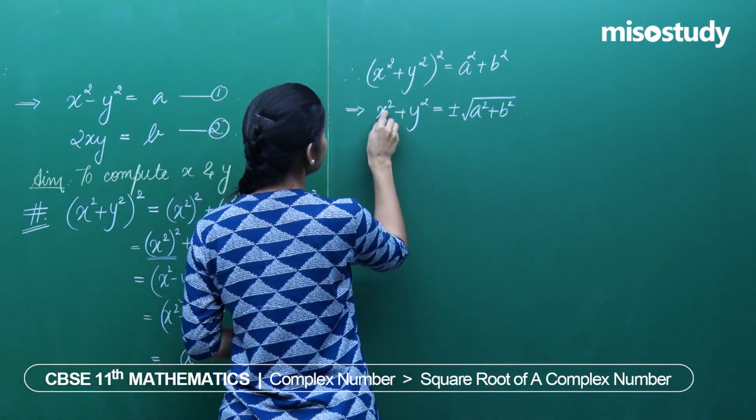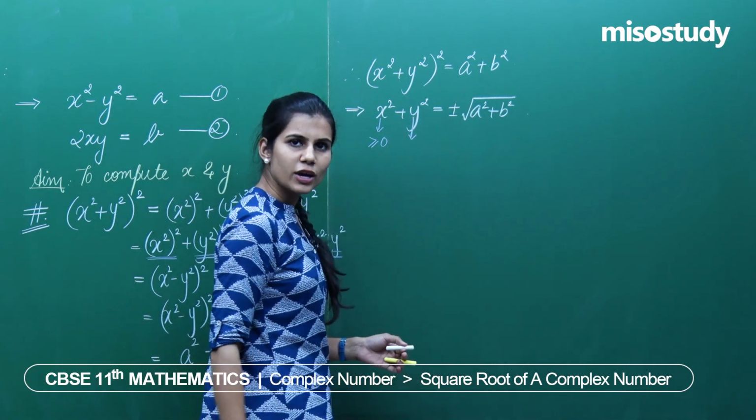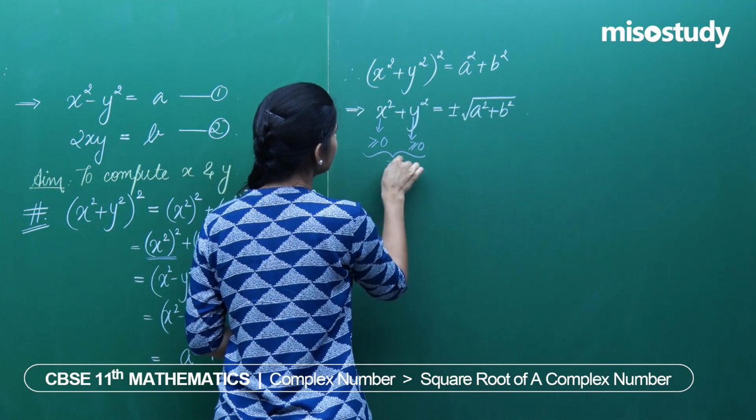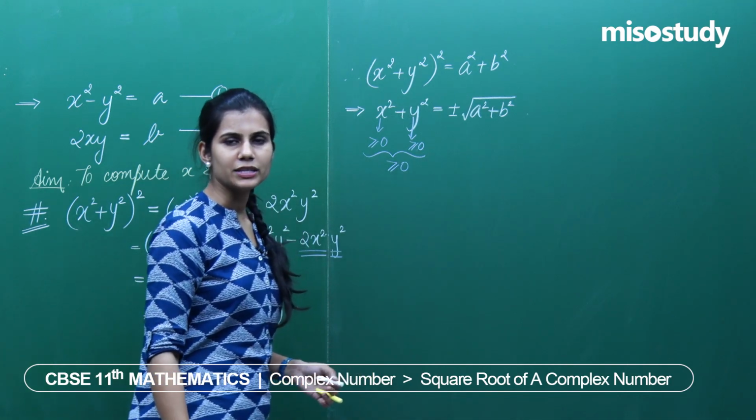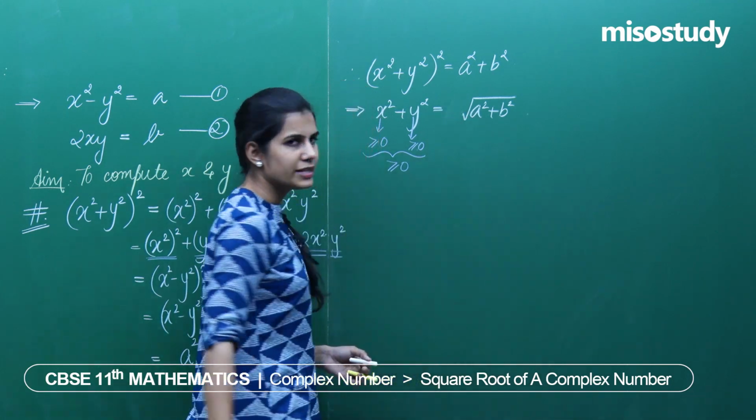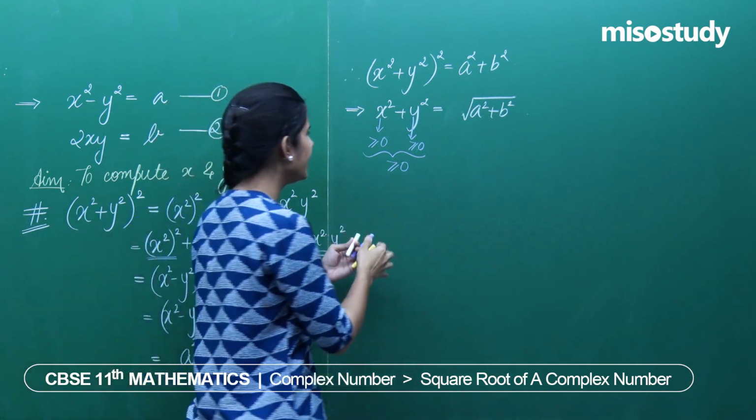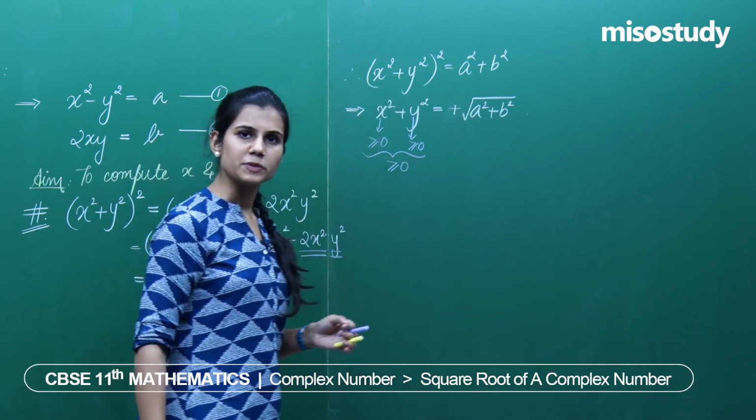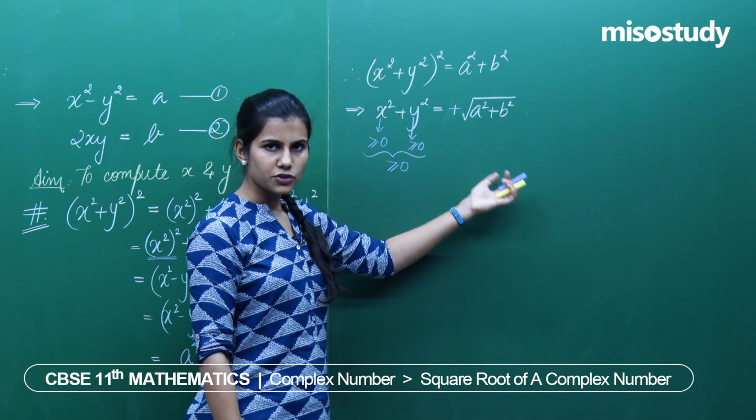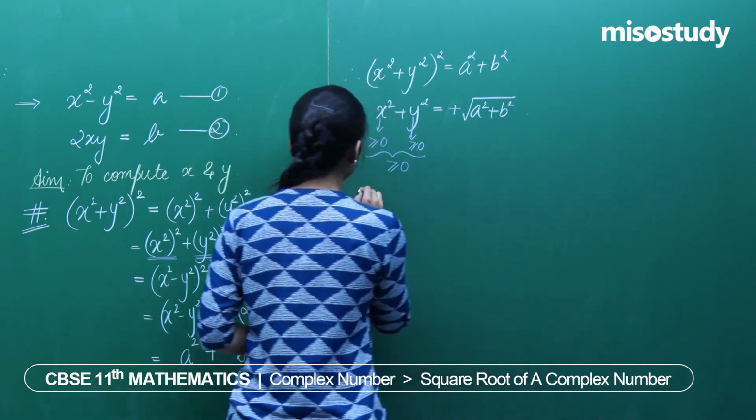But x is a real number, so x square is always non-negative. Y is a real number, and the square of any real number is always non-negative. The sum of two non-negative terms is always non-negative. That means x square plus y square is a non-negative term. It can never be negative, so it will always be plus over here. X square plus y square can never be minus the root of a square plus b square. It has to be plus the root of a square plus b square only. Minus cannot prevail over here because the left hand side is non-negative, and it is equal to the right hand side, so the right hand side also cannot be negative. So here what have I got?